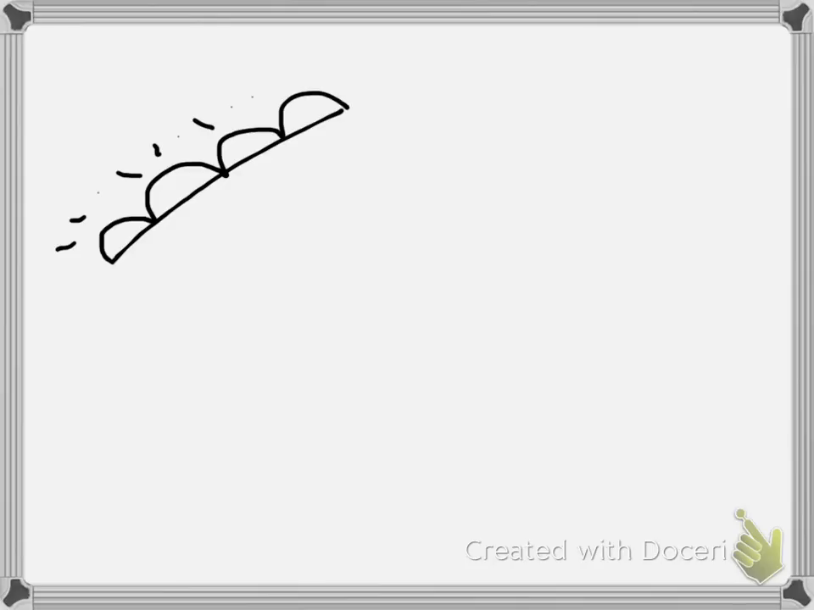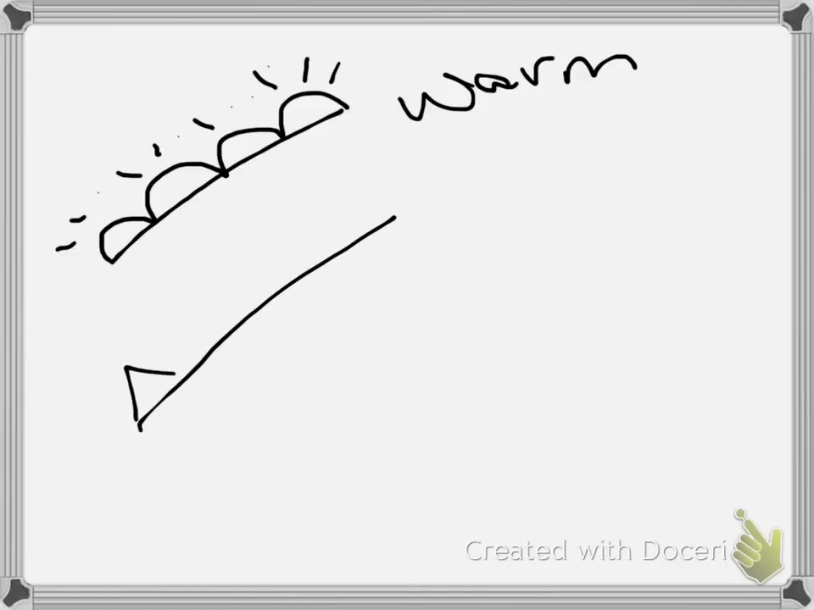All right, so the different symbols we see. If we have a front with curves like this, that I like to say look like little sunshines, okay, that represents a warm front. If you have one like this with triangles, I say that the triangles look like icicles, so that represents a cold front.